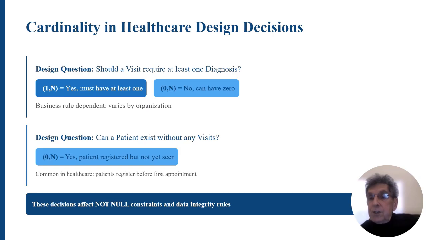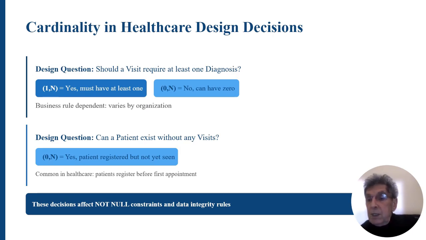Cardinality decisions aren't just technical, they encode business rules. Let me give you some examples. Design question: should a visit require at least one diagnosis? If yes, every visit must have at least one diagnosis, then the minimum cardinality from visit to diagnosis is 1.